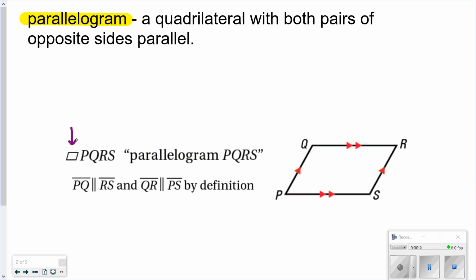So if we know something is a parallelogram, that means that we know that the opposite sides are parallel. So in our example, that's what those arrows mean. So that means that PQ is parallel to SR, and we know that QR is parallel to PS.